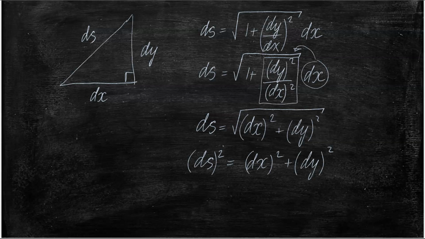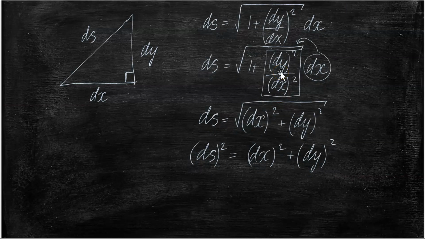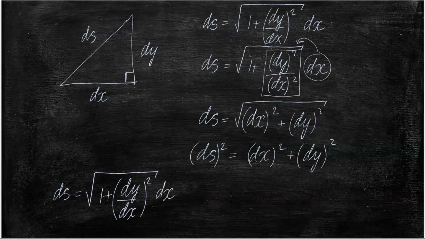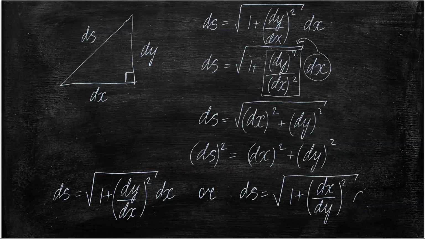However, just visually and symbolically, we can now create the following two relations. On the one hand, ds can be expressed like this. On the other hand, ds can be expressed like this, just by manipulating this expression symbolically.